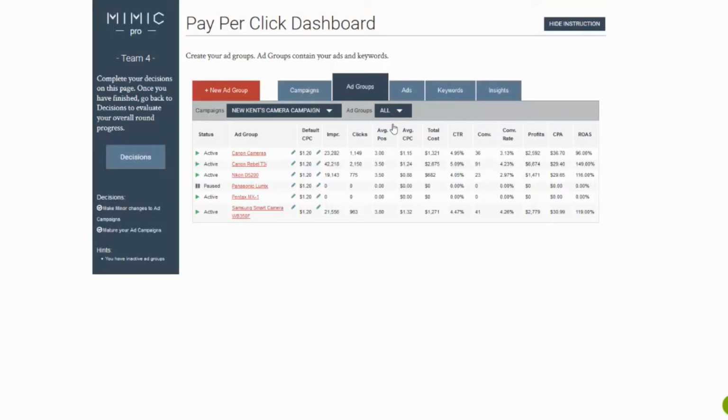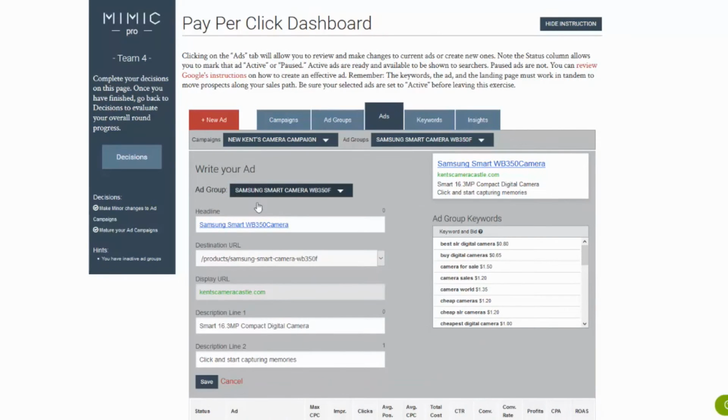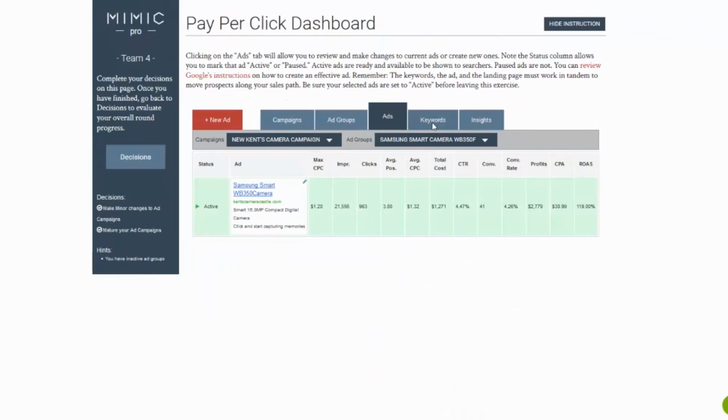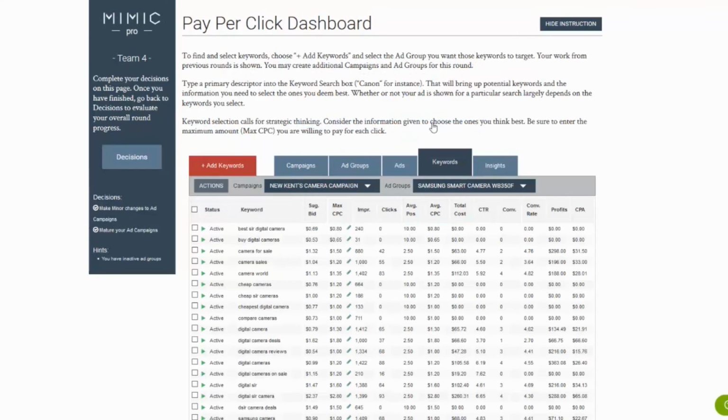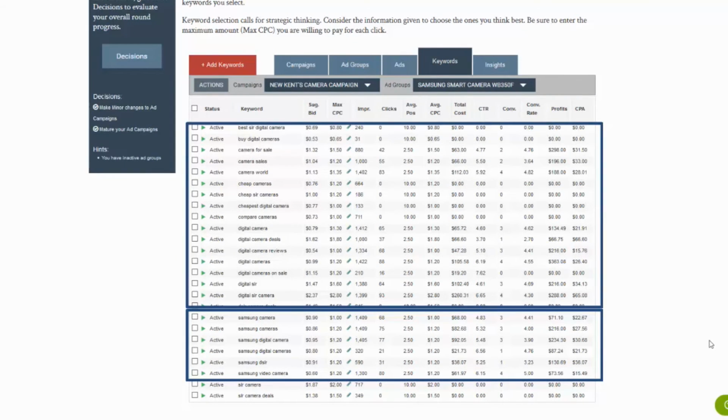Okay, the next lowest performing, or the second best performing ad group was the Samsung Smart Camera ad group. So let's take a look at that ad group. Again, let's see, here we have Samsung Smart Camera landing page. So they have chosen a good landing page here. So finally, that's not a problem. So let's take a look at the keywords themselves now. If we look at the keywords, we have some Samsung keywords down at the bottom, but we also have these best DSLR digital camera, buy digital camera, these very broad keywords that don't match the ad.